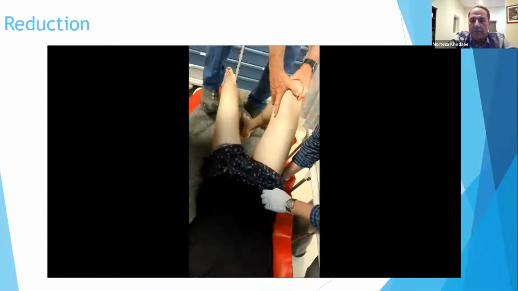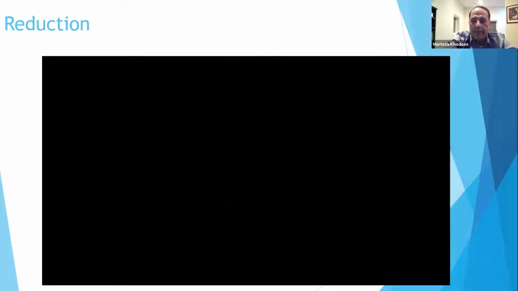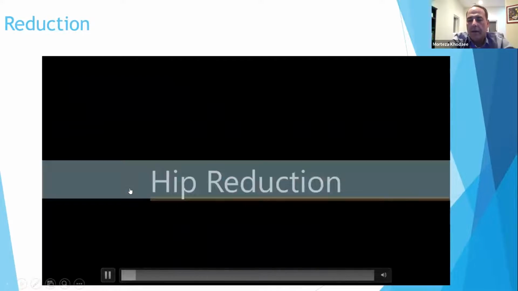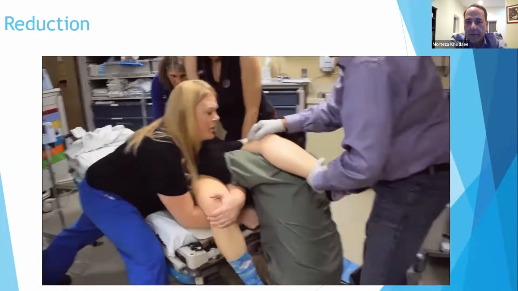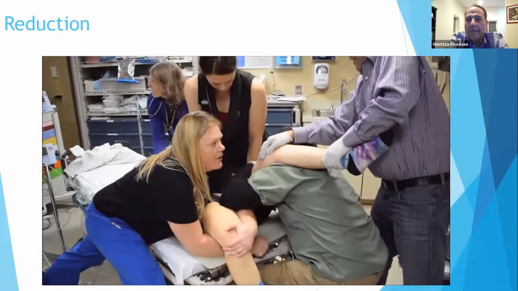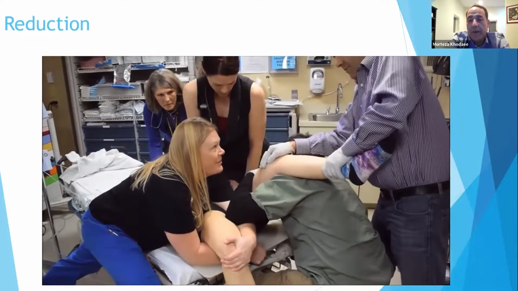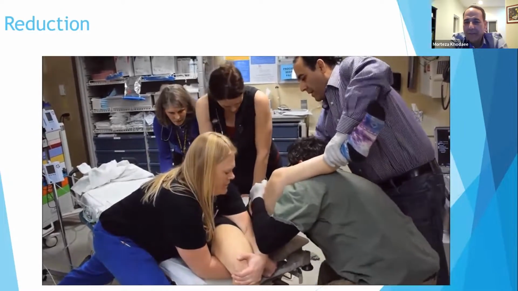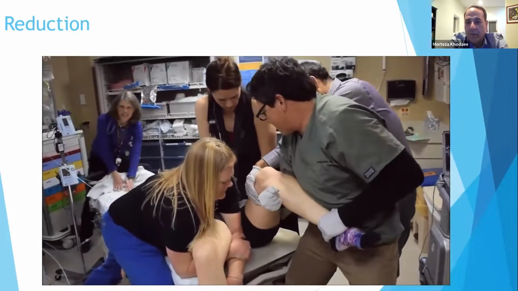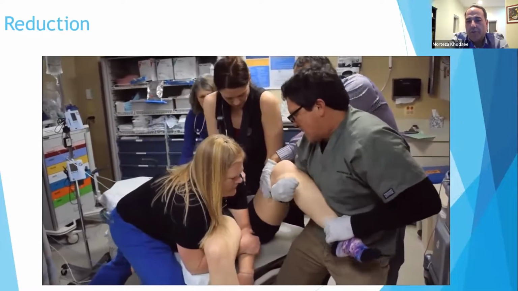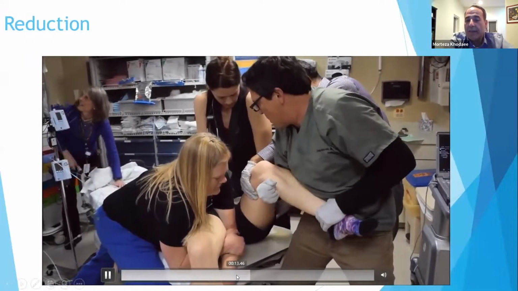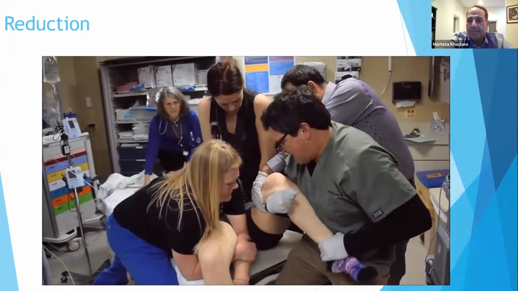After reduction, you try to stabilize it, and then you have to get post-reduction imaging. So this is another patient. You see that we have 5 people. Sometimes people feel a little bit of a click, and think it's reduced, but it's not. Look here, 1, 2, 3, and reduced. Again, you need a significant amount of force, and you have people stabilizing.